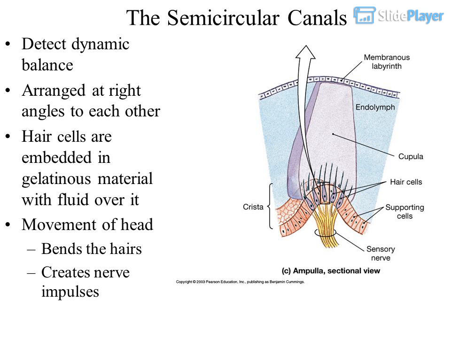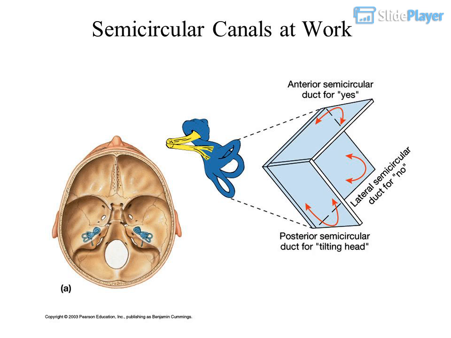The semicircular canals detect dynamic balance. They are arranged at right angles to each other. Hair cells are embedded in gelatinous material with fluid over it. Movement of the head bends the hairs and creates nerve impulses. Semicircular canals at work.